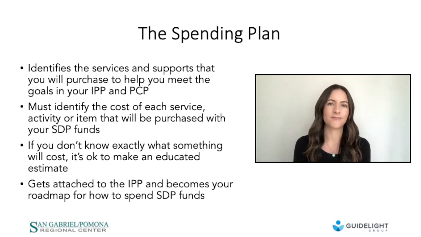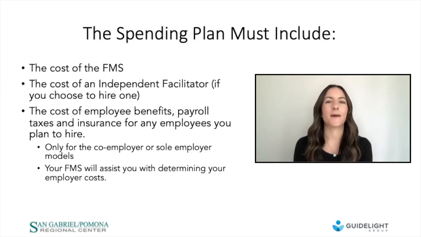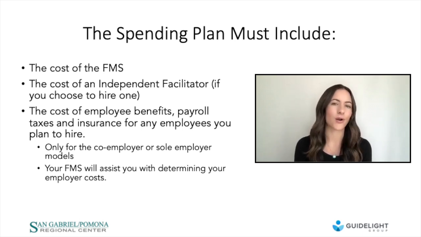budget. Your spending plan must include the cost of your FMS, the cost of your independent facilitator, if you choose to hire one, and the cost of employee benefits, payroll taxes, and insurance for any employees you plan to hire through the co-employer or sole employer models. Your FMS will assist you with determining your employer costs and making these calculations.